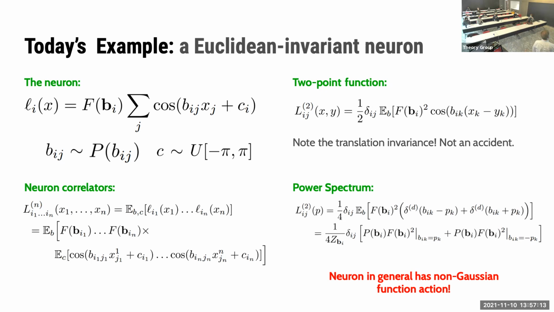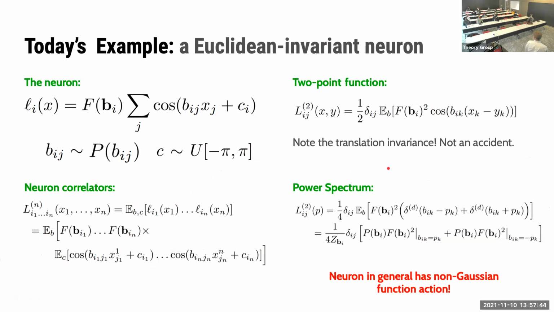Given this way of computing correlators, for instance, I can compute the 2-point function. The expectation value is over the B parameters. You might notice here that these depend on B parameters and C parameters, and I split off the expectation value over B and over C. This object will be particularly useful for us. But even just directly computing the 2-point function, you can see that this is translation invariant. Furthermore, one can compute the power spectrum, and it takes a particularly nice form.